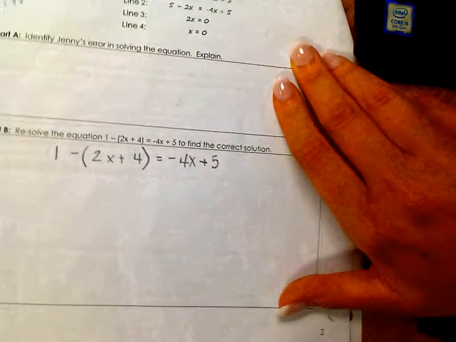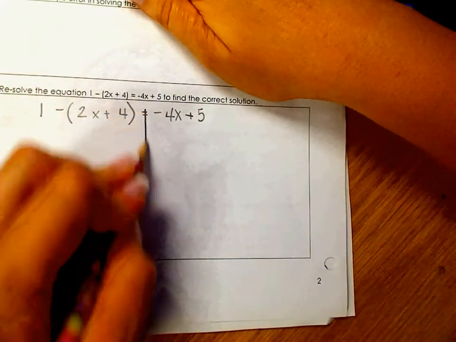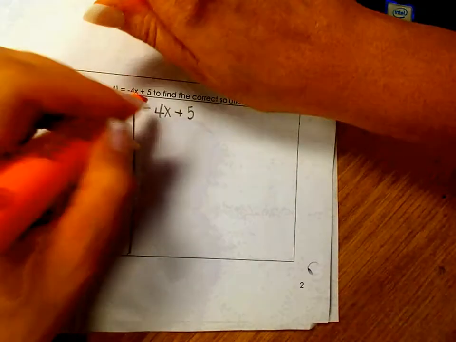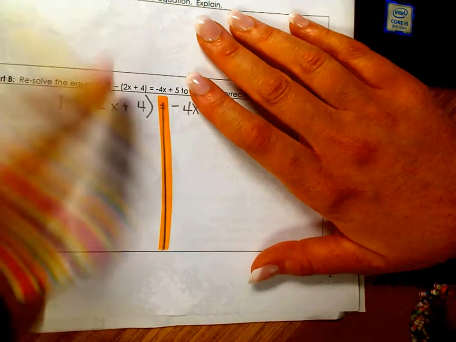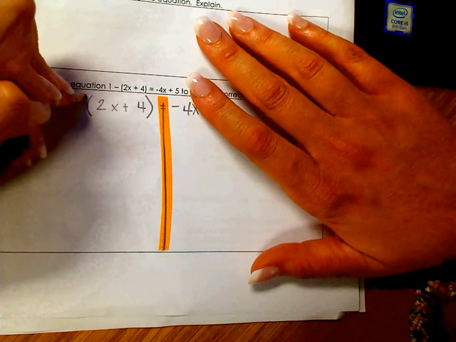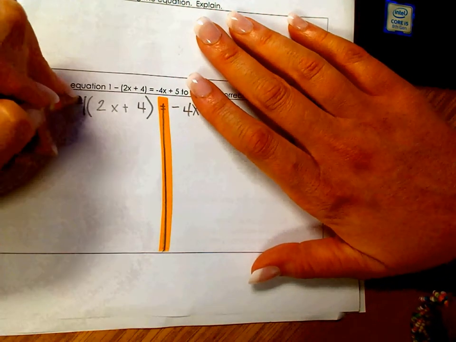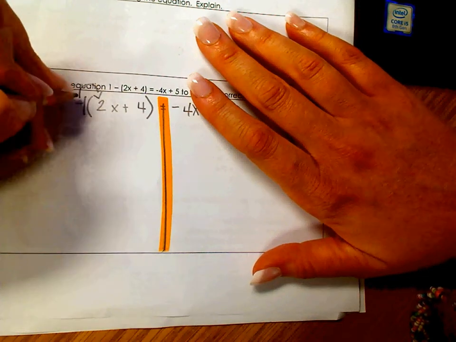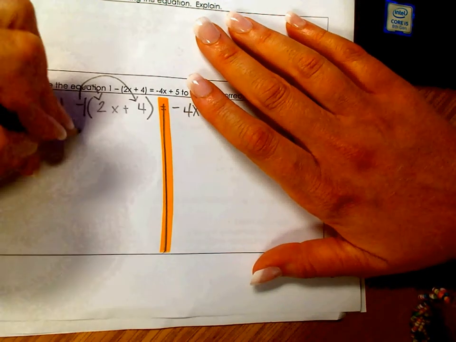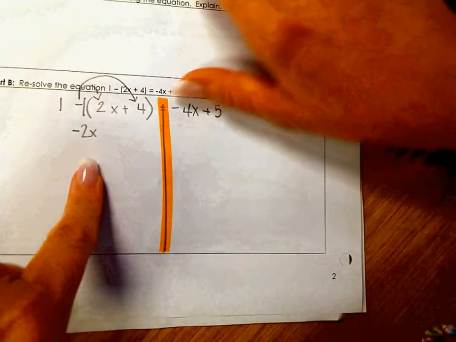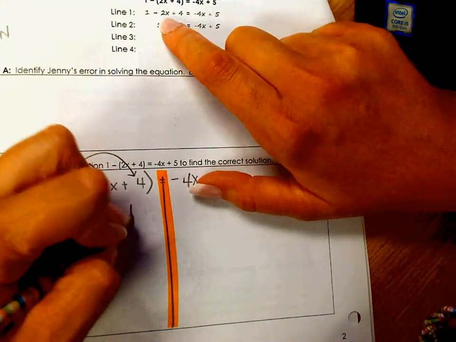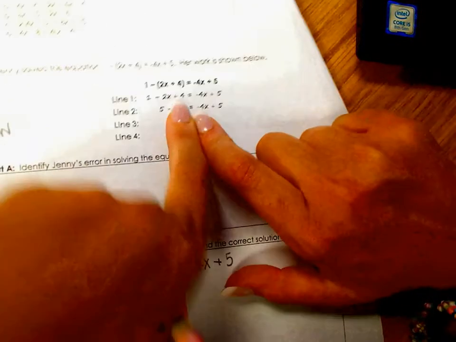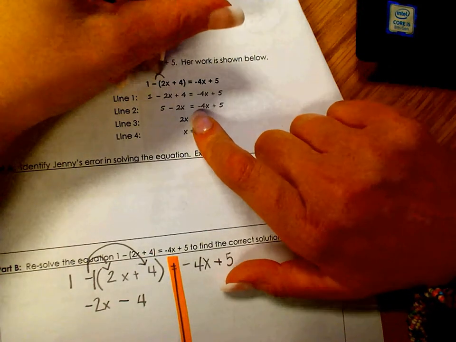Draw your line. All right, so the first thing you need to notice is that you have parentheses here, and there is a number outside the parentheses, which is hidden, invisible, -1. So we have to distribute a -1. And that gives me -2x. Okay, so let's match this to what she got. So she also had -2x, and then -1 times 4 is -4. So that's not what she put. She did not distribute the negative to the 4.